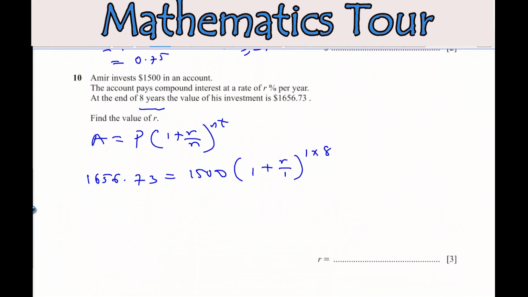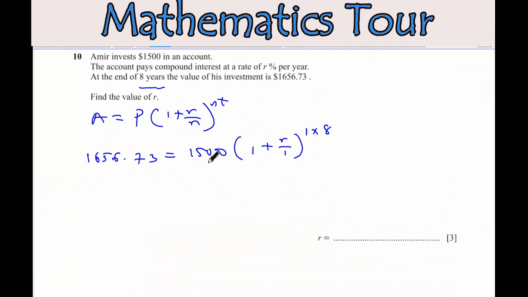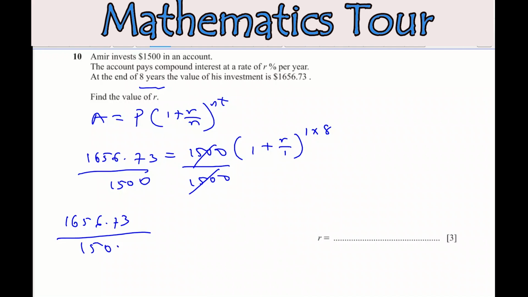So from here we need to solve for r. We can easily divide both sides by 1500, so this will eliminate this. So we are left with 1656.73 over 1500 equals 1 plus r to the power of 8. What we can do here is put a bracket here. We want this 8 to go, so we need to multiply by the inverse, that is 1 over 8. So the power is 1 over 8, and this will go.